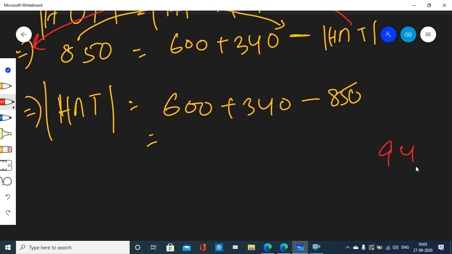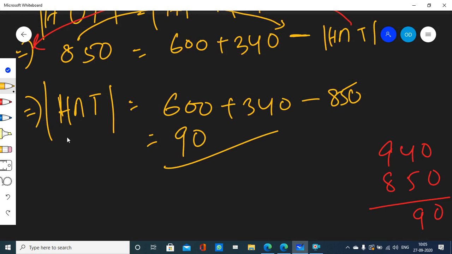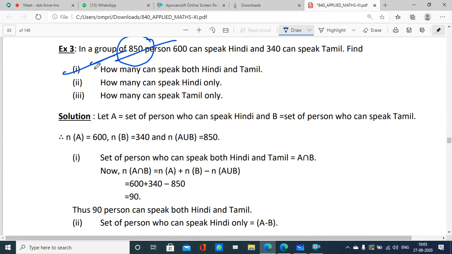940 minus 850. The answer is 90. That means the first bit's answer is done. Those 90 people speak both Hindi and Tamil, right?